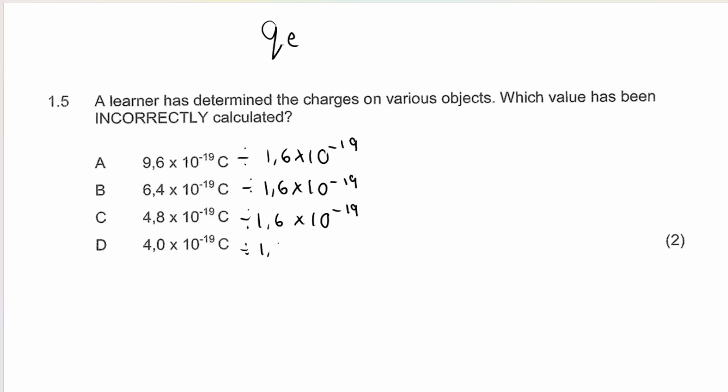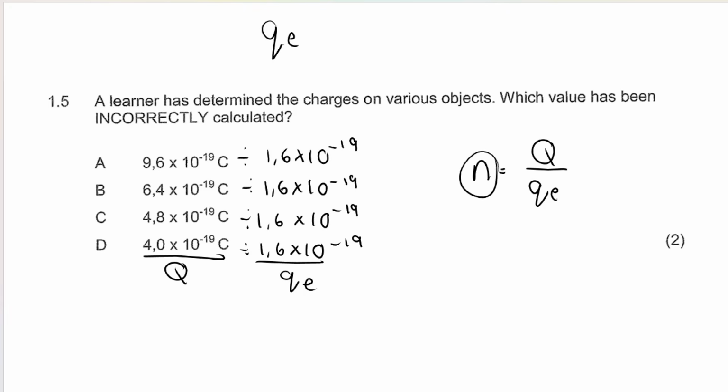So I divide each of them by 1.6 times 10 to the negative 19. So basically this is Q, and I'm dividing it by QE. And remember, Q divided by QE gives me N, and we're basically looking to see integer values of N, not decimal values of N.